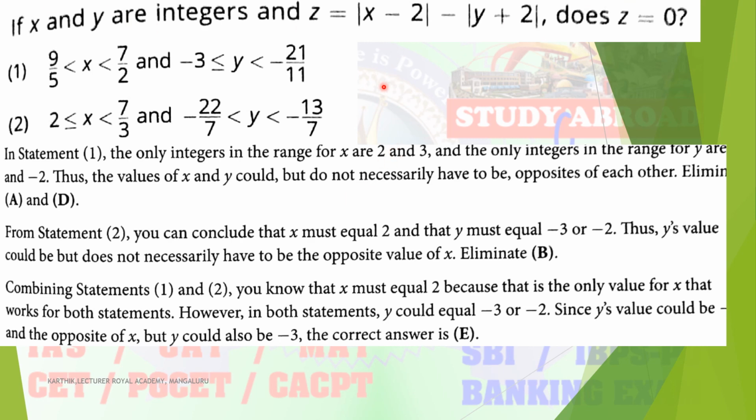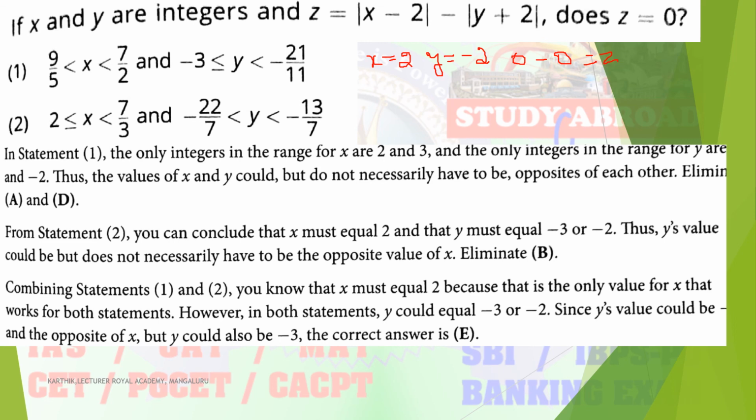So for the first statement I will take x is equal to 2, and y is equal to minus 2. Just substitute: 2 minus 2 is 0, you will get the answer 0. Minus minus 2 plus 2, how much? 0. So your answer is 0. So z is equal to 0.